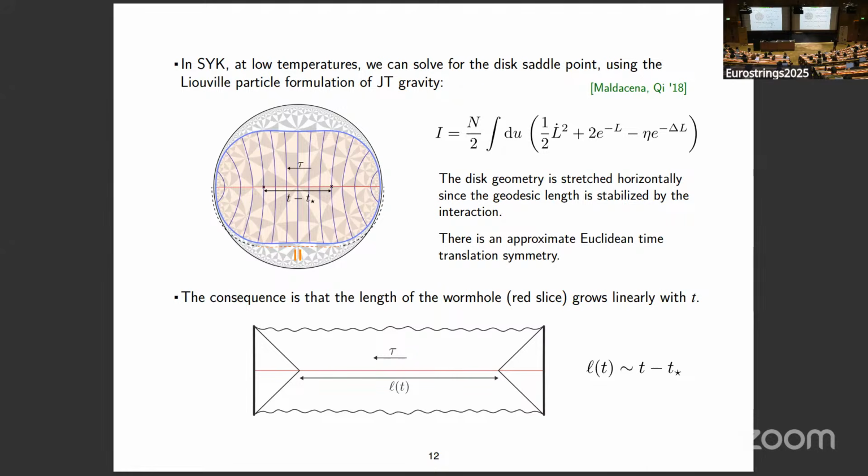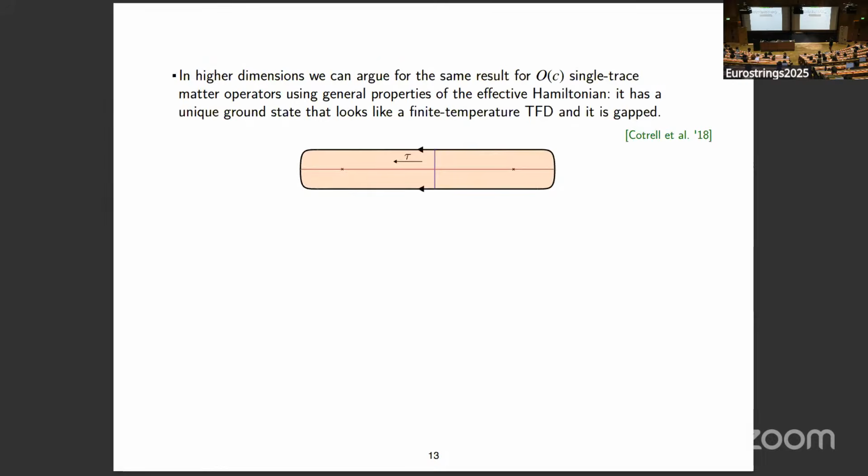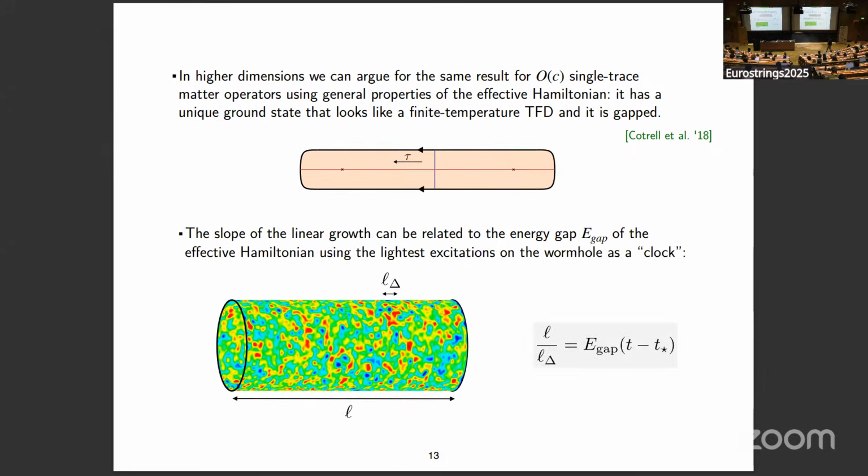Okay, and one can argue that the same thing happens in higher dimensions using generic properties of the effective Hamiltonian, although in that case the calculation is much more complicated. And yeah, we didn't do it in higher dimensions. But the point is that this shows that the length of the ensemble of caterpillars is on average growing linearly with the circuit time that we use to prepare the states.